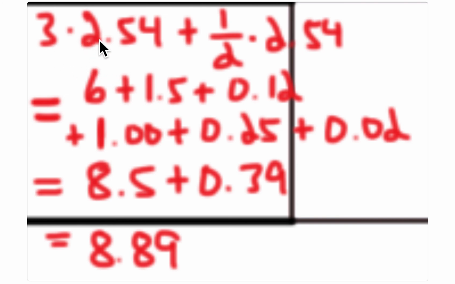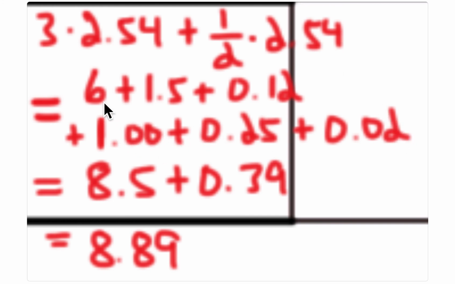Everybody knows what 3 times 2 is. That's the 6 right here. 3 times 5 is 15. This is 3 times 5/10 is 15/10, or 1 5/10. And 3 times 4 hundredths is 12 hundredths. So these three numbers aren't too bad. And then the halves. Half of 2 is 1. 1/2 of 2 is 1. 1/2 of 50 cents, or 50 hundredths, is 25 hundredths. And 1/2 of 4 hundredths is 2 hundredths.